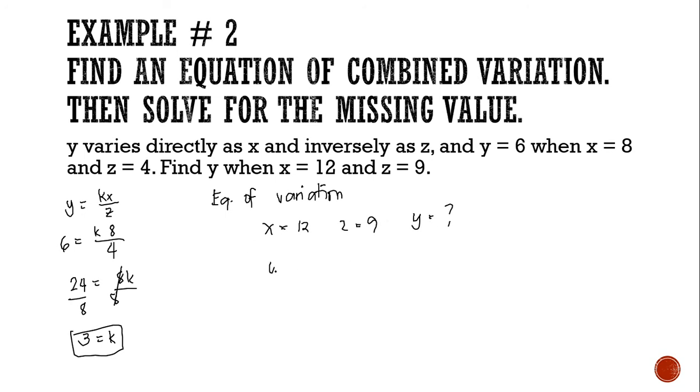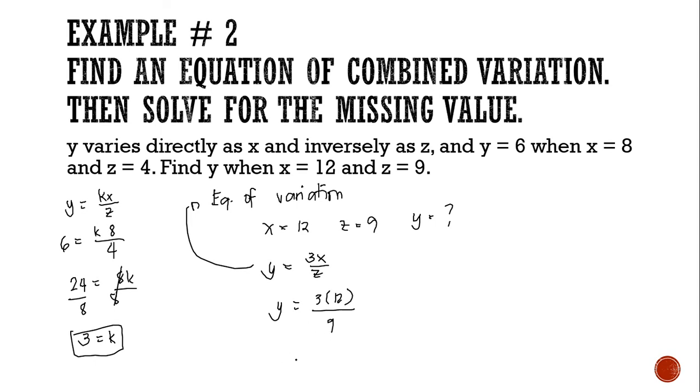So that would be y is equal to 3x over z. So this is our equation of variation. Sorry. So y is equal to 3x over z. And then after that, we have to find the value of y when x is equal to 12, z is equal to 9, and y is missing. So y is equal to 3 times 12 over 9.